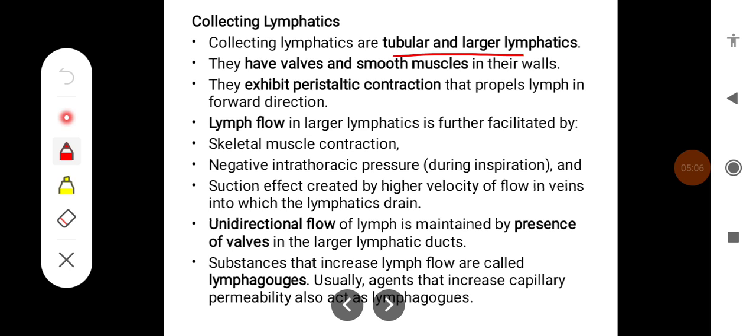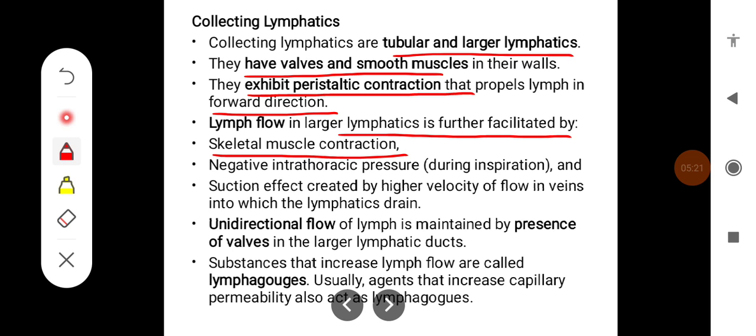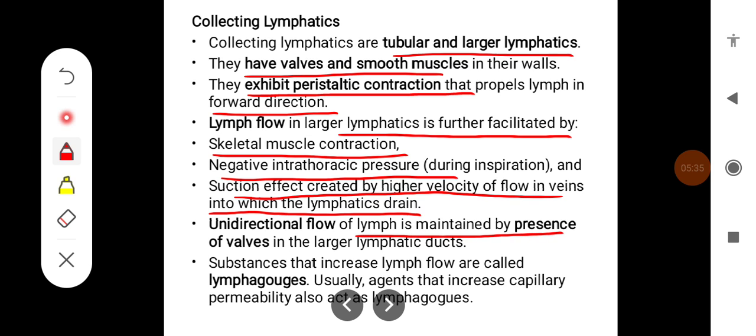Collecting lymphatics are the tubular and larger lymphatics. They have walls with smooth muscles. They exhibit peristaltic contraction that propels the lymph in a forward direction. The lymph flow in larger lymphatics is further facilitated by skeletal muscle contraction, negative intrathoracic pressure during inspiration, and the suction effect created by the higher velocity of flow in veins into which the lymphatics drain. Unidirectional flow of the lymph is maintained by the presence of valves in the larger lymphatic ducts. Substances that increase the lymph flow are called lymphagogues. Usually, agents that increase capillary permeability also act as lymphagogues.